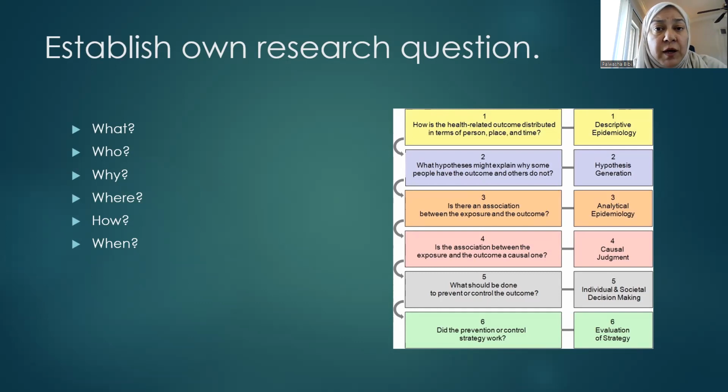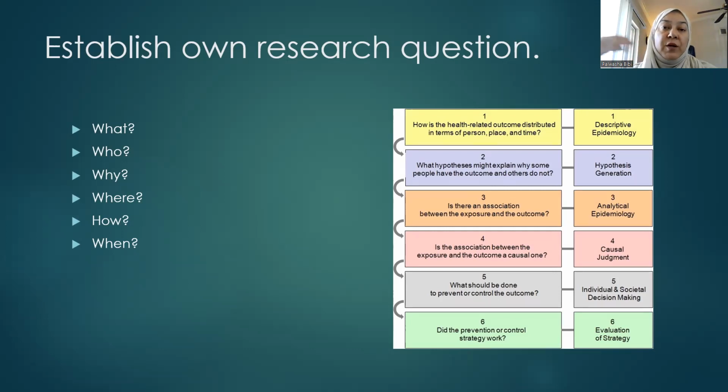Then research can be used for individual and societal decision making. What should be done to prevent or control the outcome? This does not involve just one doctor, one patient, one hospital. We are asking, at the level of population, what needs to be done to prevent or control an outcome?